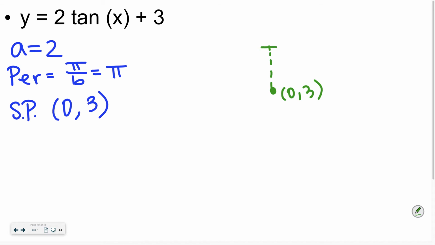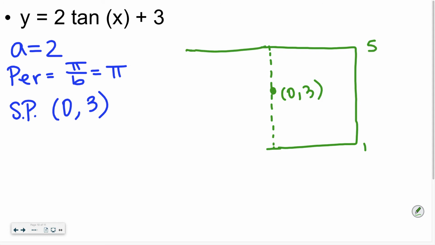If we go up A, where are we vertically? 0, 5. We're at 5. And if we go down 2? Okay. So our frame vertically stretches from 1 to 5. Okay. Now this is an x-coordinate of 0, and our period is pi. So half of our period is pi over 2. So we want to go pi over 2 to the right and pi over 2 to the left, so that in total we have the period of pi.